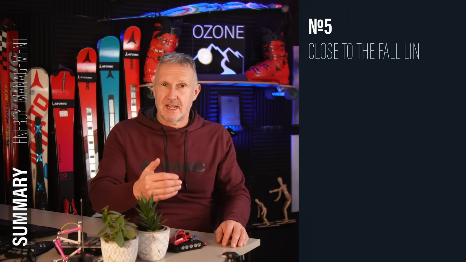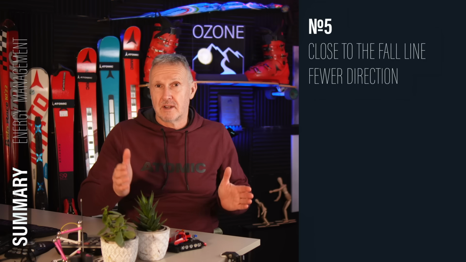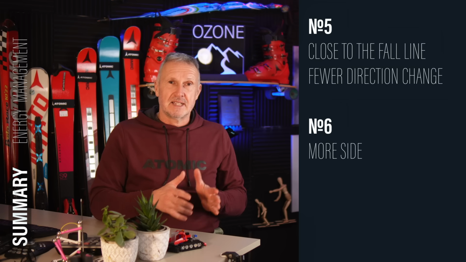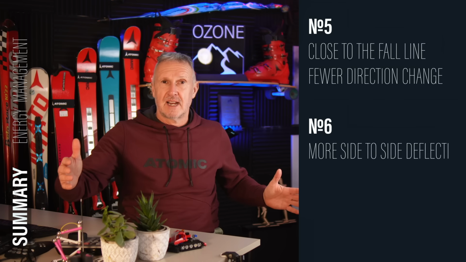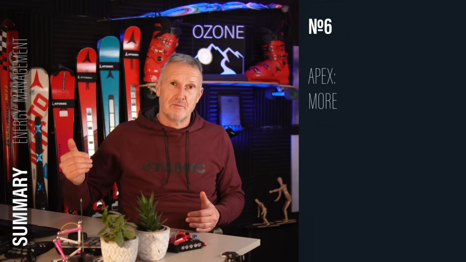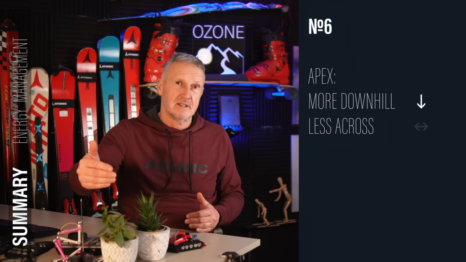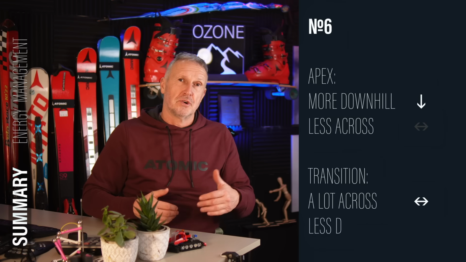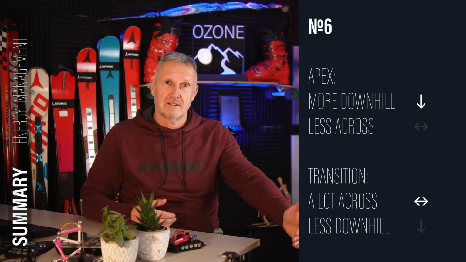The main difference between the two runs is that in number 5, I move closer to the fall line, so I do fewer direction changes. In number 6, I deflect more from side to side, skiing a wider corridor. Around the apex, I move more downhill and less across. Around the transition, I move a lot across, but don't lose much elevation downhill.